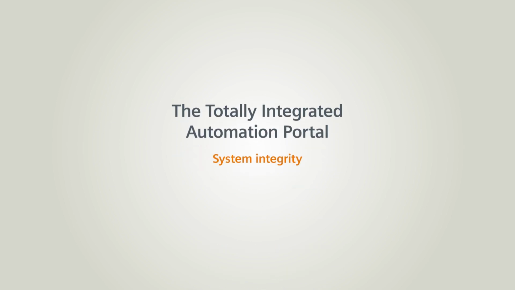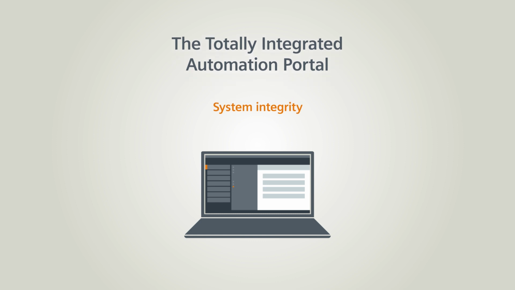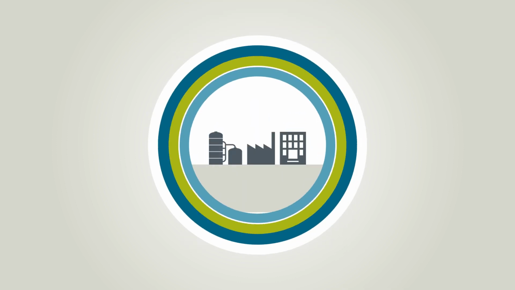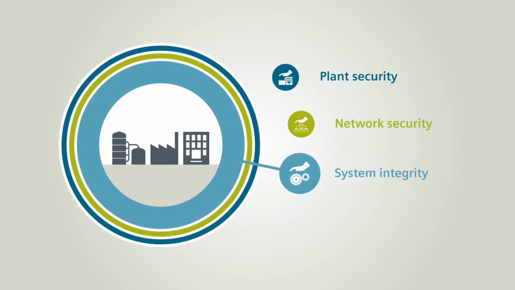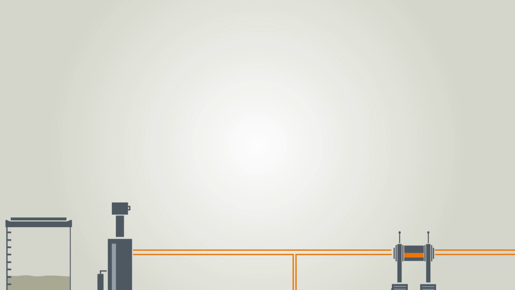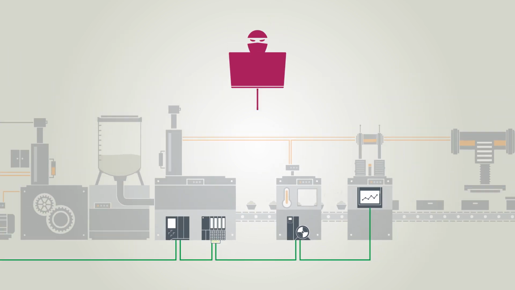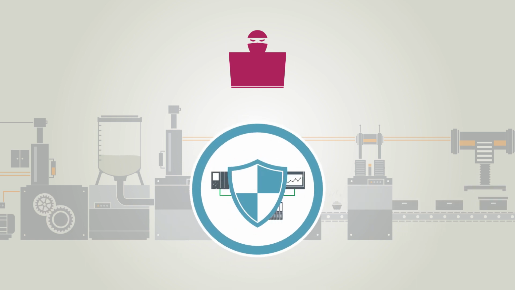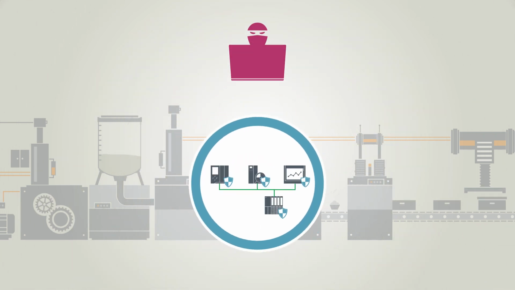In this chapter, you will learn how to achieve system integrity with the TIA portal. System integrity is a central element to the industrial security concept of Siemens. Protecting your controllers, HMIs, and SCADA applications from cyber attacks and unauthorized access attempts is indispensable. With integrated security functions, you can enhance your plant availability and security and thus protect your investments.